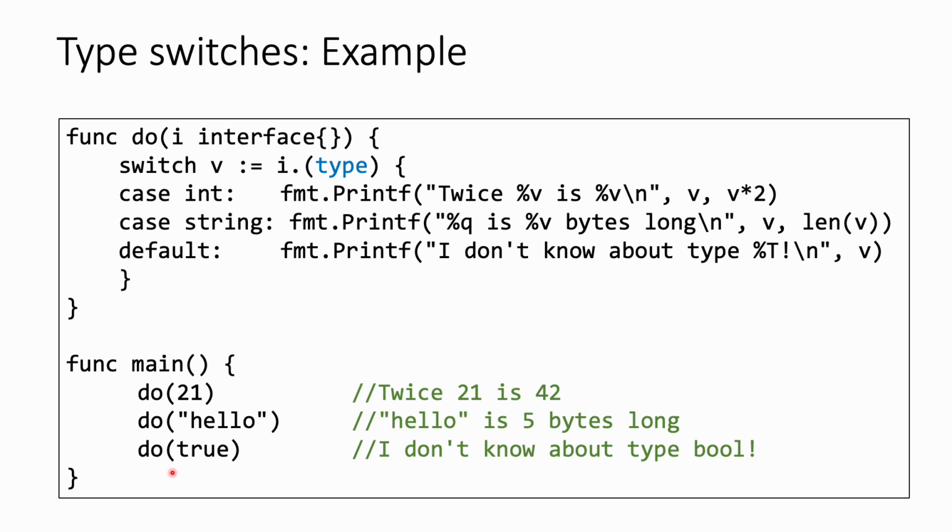The last call is with a bool value, so the default case is executed, and it prints out the message "I don't know about type", and then it displays bool as the type of the value true.